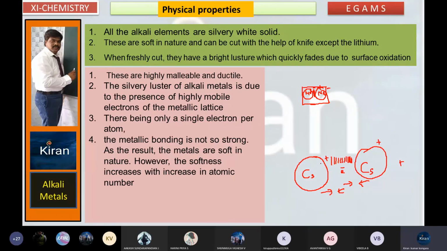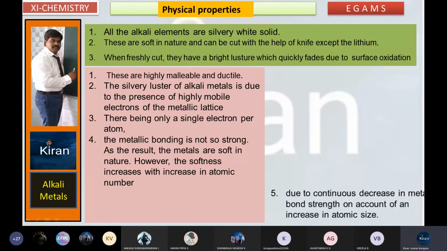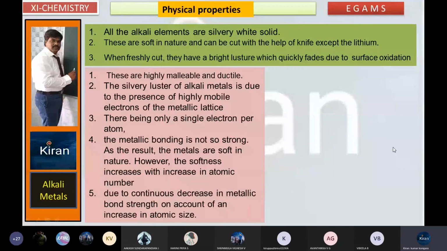So this electron we can get easily because of the larger atomic size, so it is more soft. While comparing with this metal, this is the smaller size, and here the ionization energy is high compared with this. So that's the reason cesium is the most soft metal. Softness increases due to the continuous decrease in metallic bond strength on account of increase in atomic size.